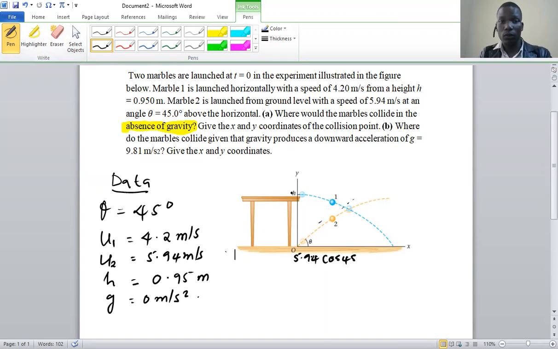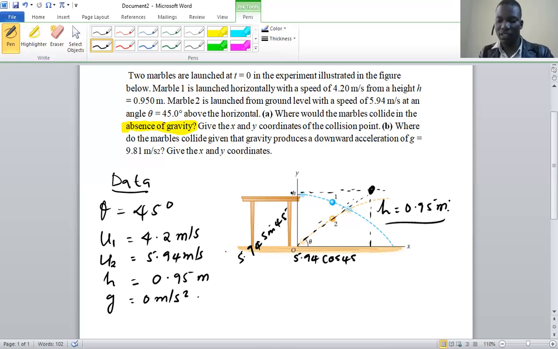Marble 2 is launched at an angle of 45 degrees, so we have to resolve the initial velocity, and the vertical component is going to be 5.94 sine 45. Like we are saying, the first marble will continue moving in the horizontal, and this one will have to meet it somewhere there. But mind you, this height will still be the same as h, which is 0.95 meters. So that will be our y coordinate. We already have the y coordinate. What we need is the x coordinate, in other words, the range.